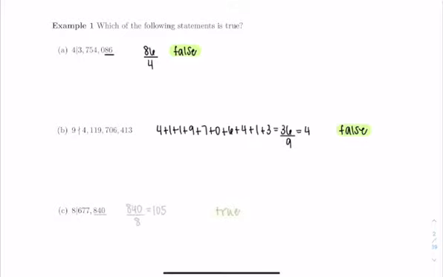What about 8 into 677,840? What the table says is that the last three digits need to form a number that is divisible by 8. So we're looking at 840, and we want to see if that is divisible by 8. And it is, and we get 105. Since this is divisible, this is a true statement.